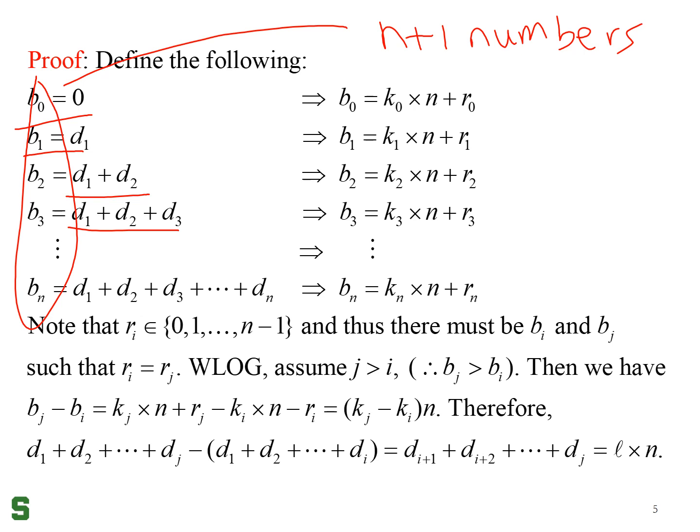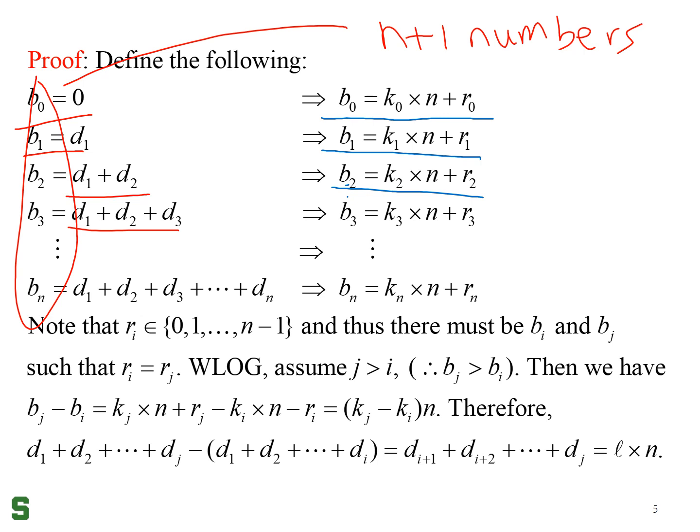Alright, so now I'm going to take these numbers and for each one of them I'm going to do modulo arithmetic to find the remainder. So I'm going to divide each one of these numbers by n and find the remainder. So in this case, I will write b0 as k0 times n plus r0. Now in this case we know b0 is 0, so that means k0 and r0 are going to be 0. But let's not worry about that for the time being. I will get something about b1. I'm going to write it as k1 times n plus r1. b2 I'm going to write as k2 times n plus r2, and so on and so forth.